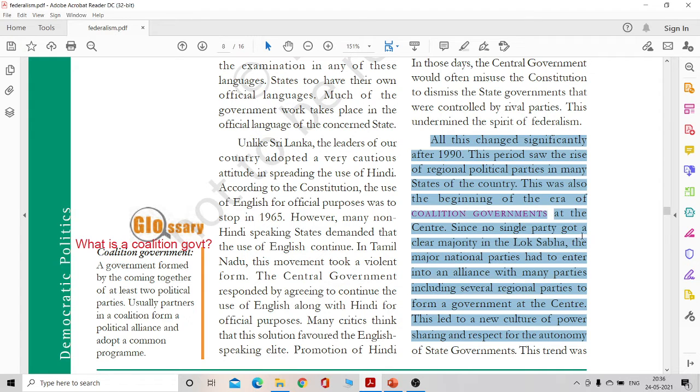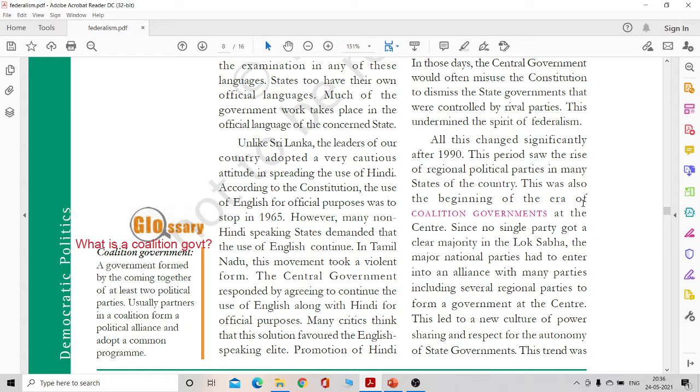Now, within this answer, of course, you get a one marker. So within this answer, you already have a one marker question, which is: what is a coalition government, right? So you can either take it from the glossary, and you can also add how a coalition government is formed in India.